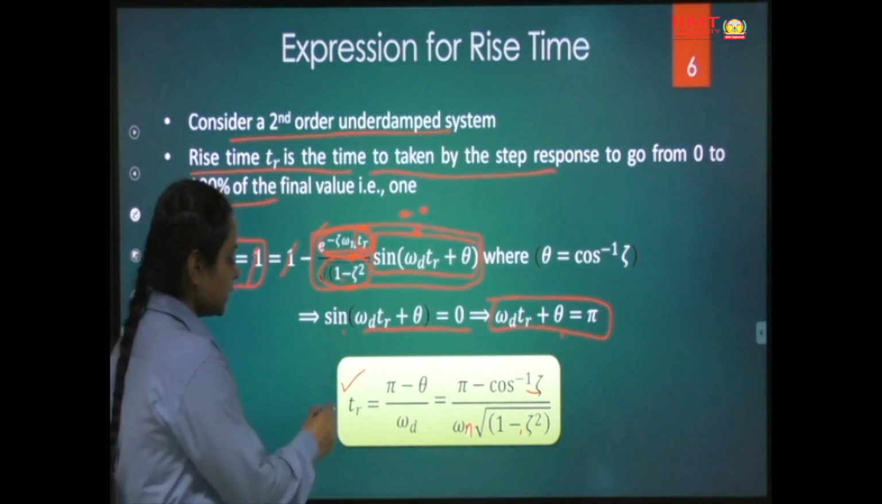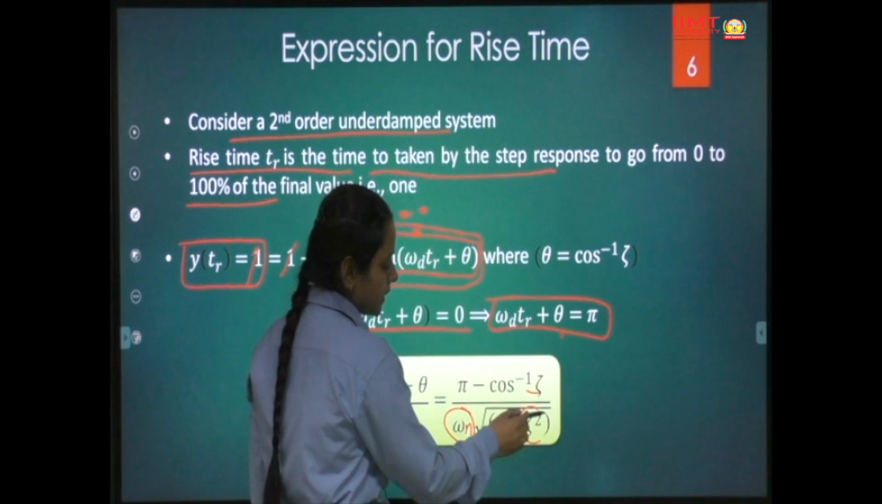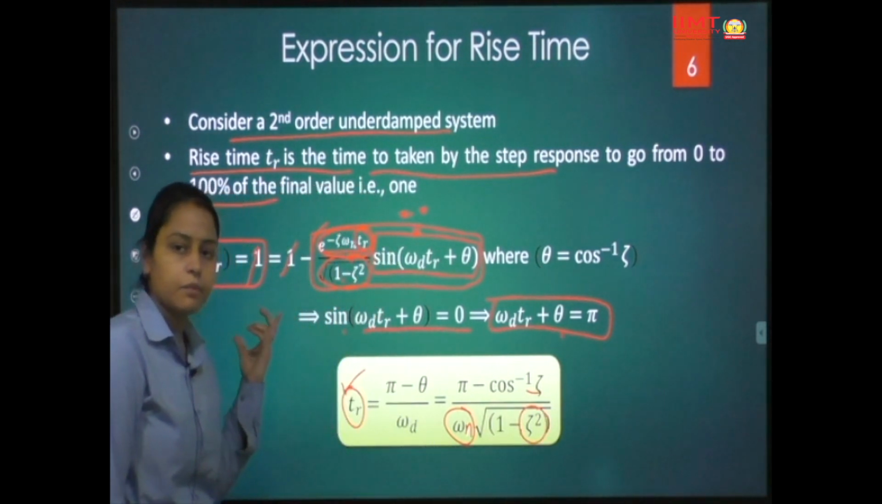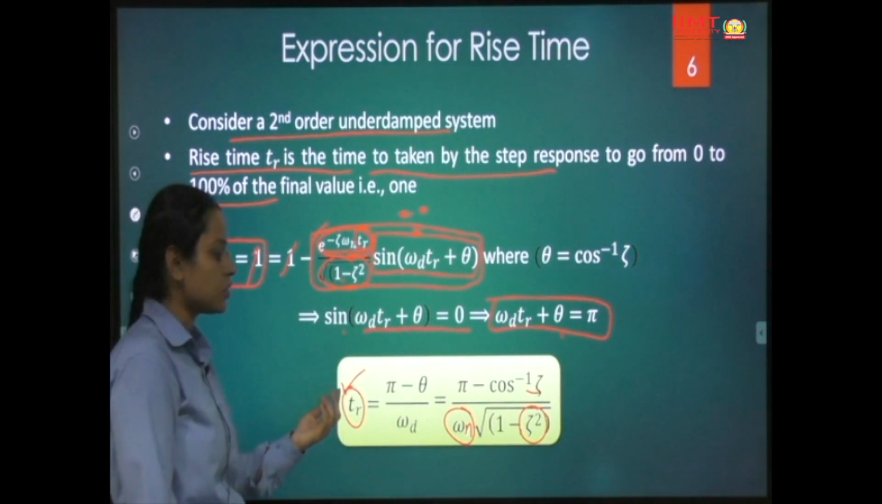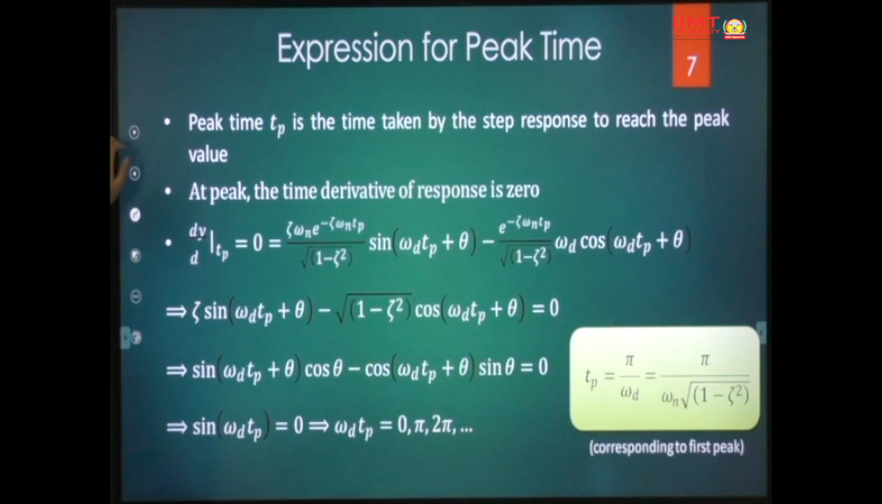So we can see the specifications depend upon omega_n and zeta. We have already also seen the delay time formula, that delay time also depends upon omega_n and zeta. Okay. So next is the peak time.